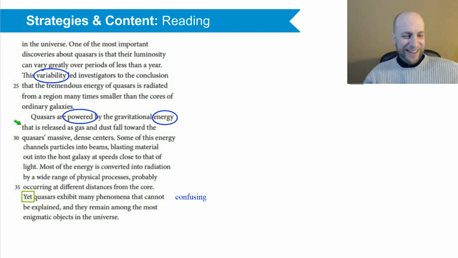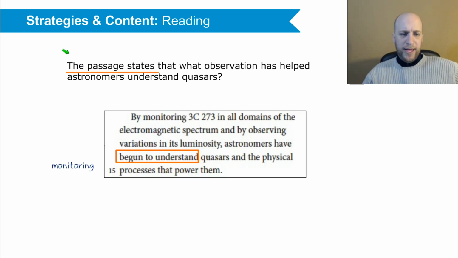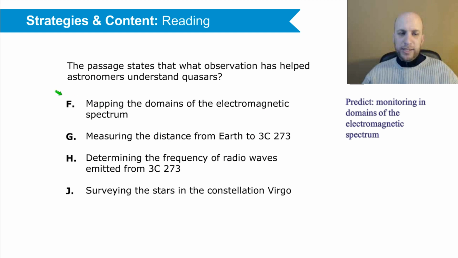All right, let's take a look at one last question. Question number 2. The passage states that what observation has helped astronomers understand quasars? Wait a second, where was that? That's from like the second paragraph, right? As we're looking back, what has helped them understand that? It is this part right here, around this paragraph. So I can say, all right, what are they doing here? All right, they're observing all domains of the electromagnetic spectrum. All right, that's what I'm looking for. As I go to my choices, oh my gosh, choice F is my answer. Boom.